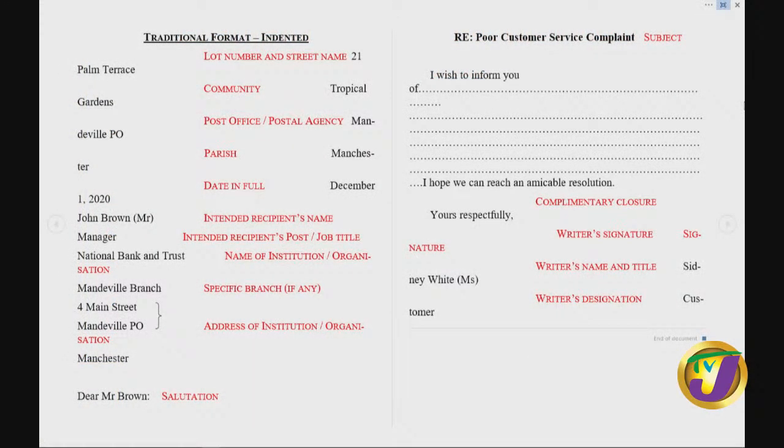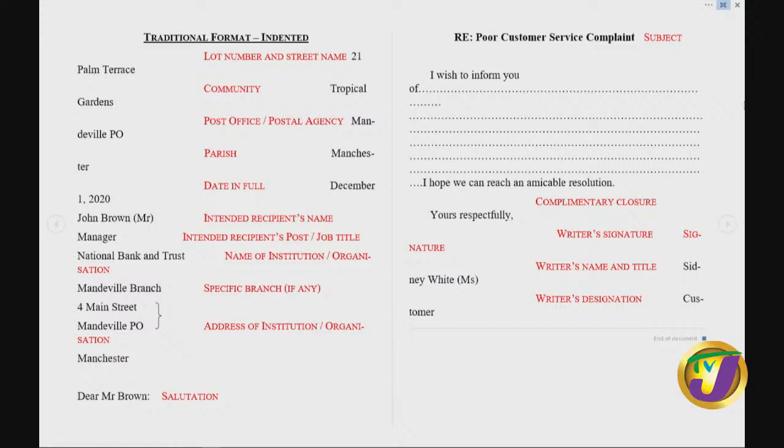So here we have our first one. So we need to know that there are various formats. You have the traditional format, which is the indented style. And the indented style has the sender's address to the right of the page. Below that, you have the date. Then to the left of the page, you will have the receiver's details. So the intended recipient actually, because who you intend to receive it is not always who actually gets it. So you'd write that person's name, designation, and so on, as we mentioned before.